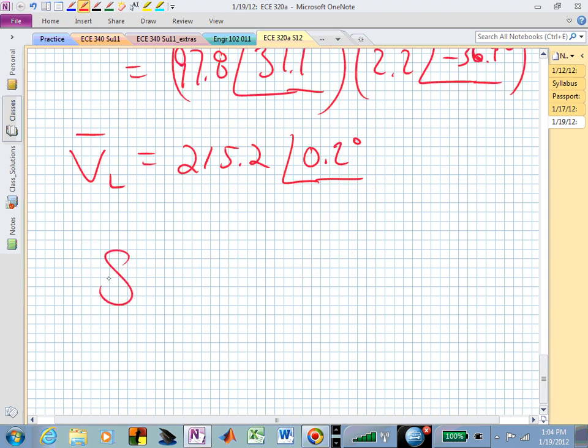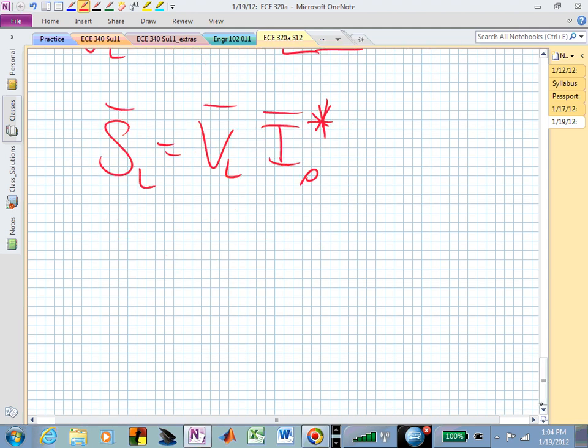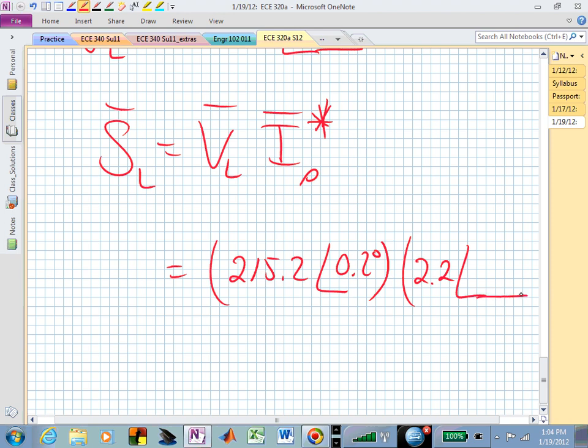Now if I want the complex power absorbed by the load, that's when I have to put on the star to my current. I need V I star. This now becomes whatever I just computed, and this was 2.2, and what was the conjugate? Well, I was initially negative. I conjugated, it goes up.